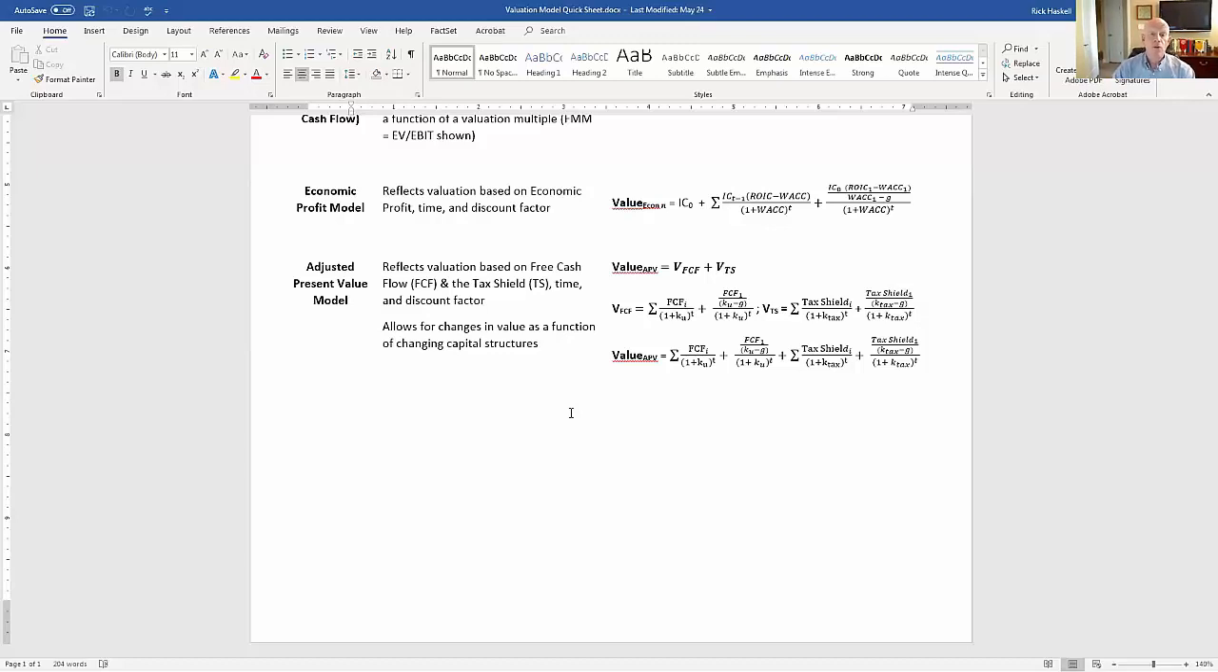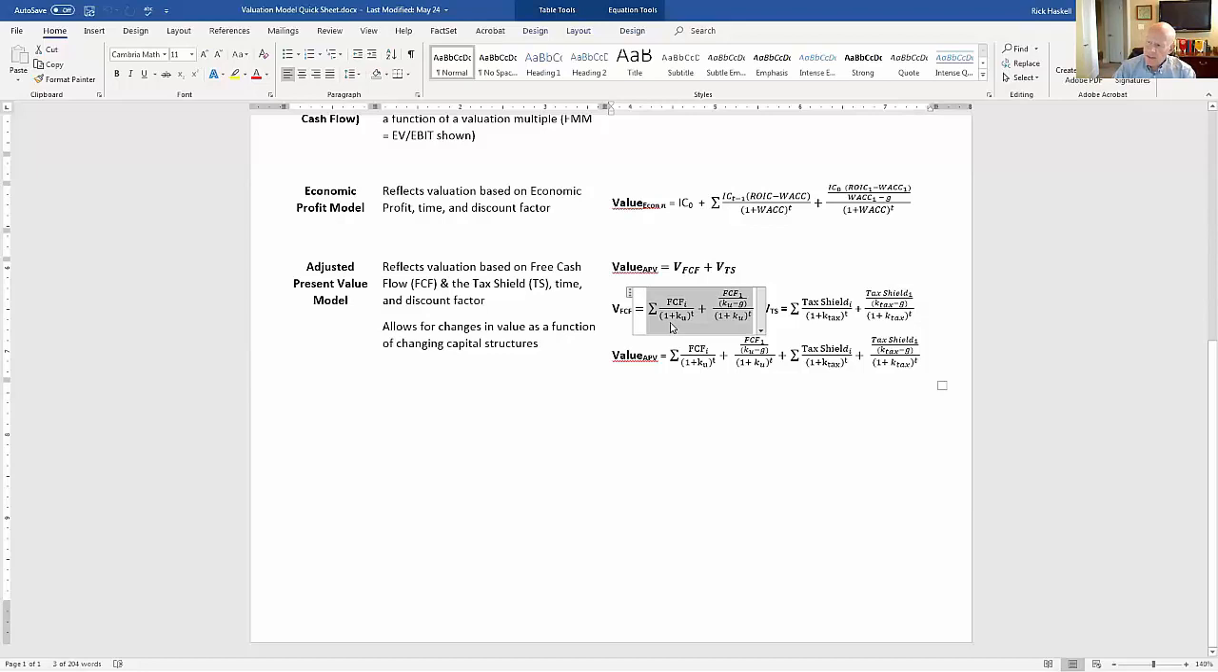Let's look for a minute over here at this example I put in front of you. The adjusted present value model, we're going to think of it as being equal to value based upon free cash flow and value based upon the tax shield. Well, value based upon free cash flow is exactly what you would expect it to be, almost. It's the sum of the free cash flows divided by 1 plus KU. That's not R, it's not WACC, it's KU to the T. So we're going to come back to that in a moment.